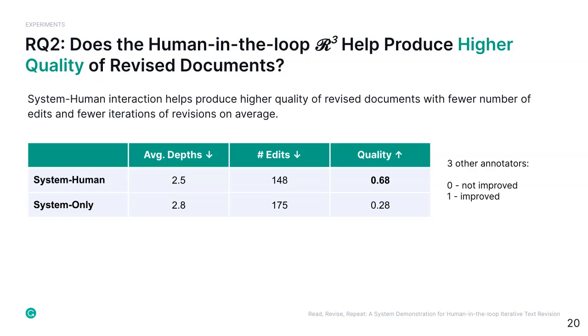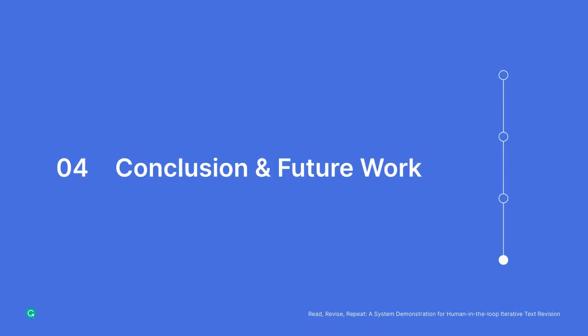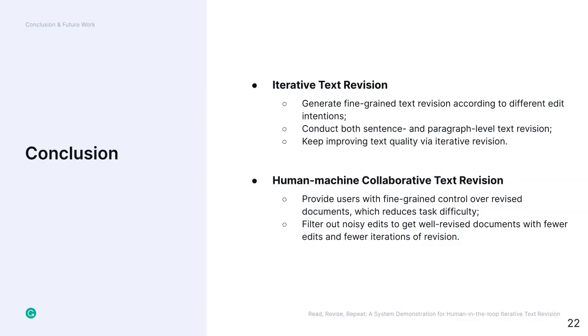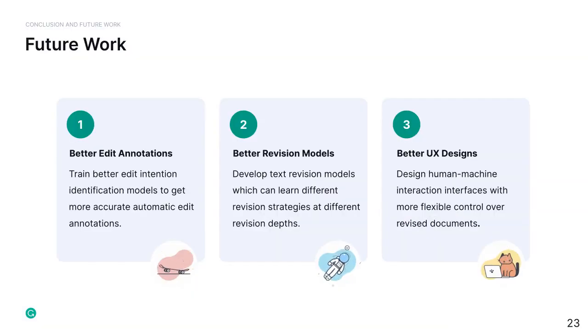In conclusion, our proposed human-in-the-loop R3 system can generate fine-grained text revision at different granularities, and we provide users with control to filter out noisy edits, which give us better revised documents. For the future work, we may build better models and improve the HCI interface.